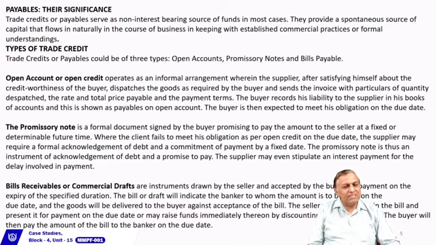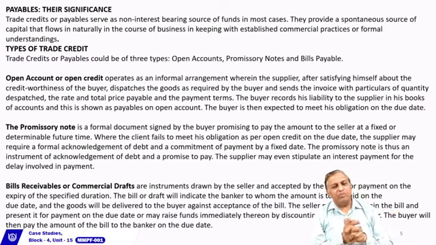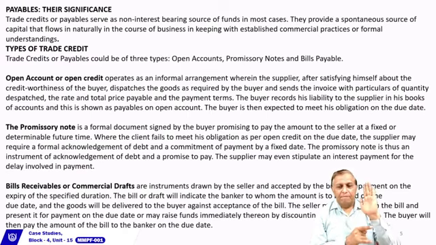Next is bills receivable or commercial drafts. As a matter of abundant precaution, the seller also signs one document called bills receivable or commercial draft. This instrument is drawn by the seller and accepted by the buyer. As the buyer was writing a promissory note there, in this case the seller is writing a bill on the buyer and the buyer is signing that document. The buyer is accepting the payment on the expiry of a specified duration.